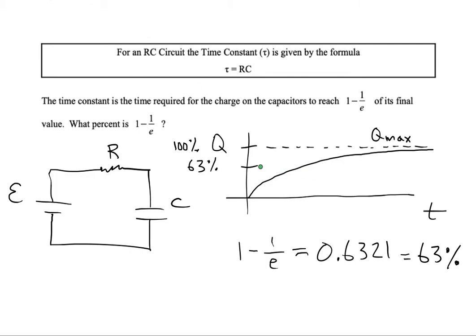And if we just trace that over and intersect it with the curve, this is an important point in the graph. The time that takes is known as the time constant. The time constant is measured in seconds, and how long the time constant takes depends on the resistance of the resistor and the capacitance of the capacitor.